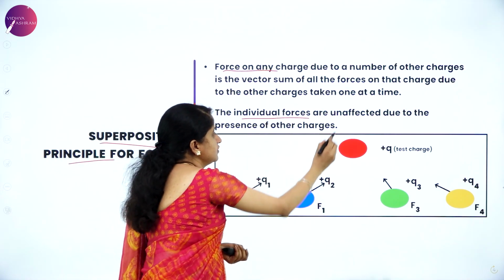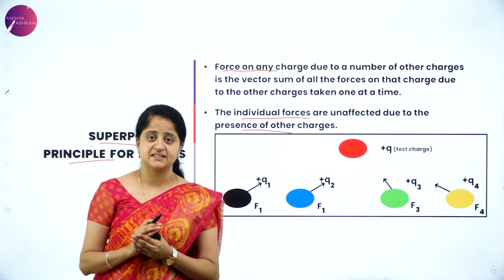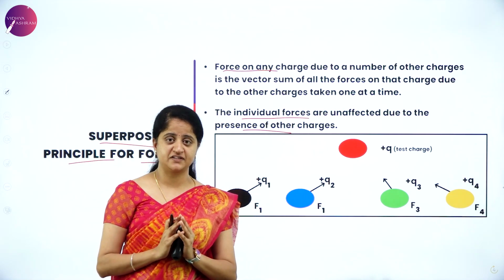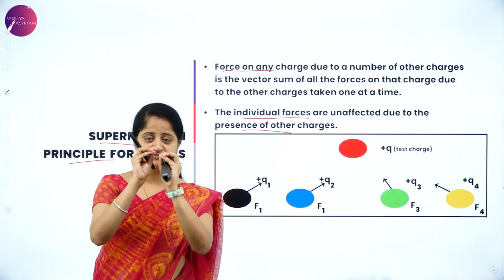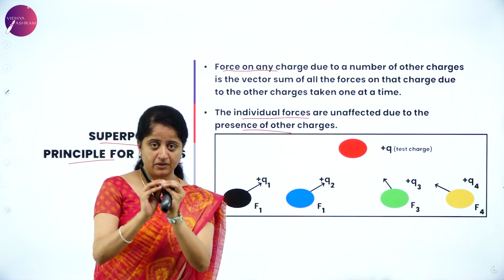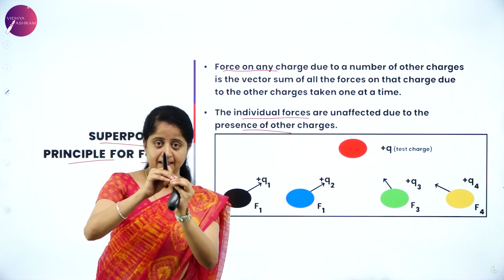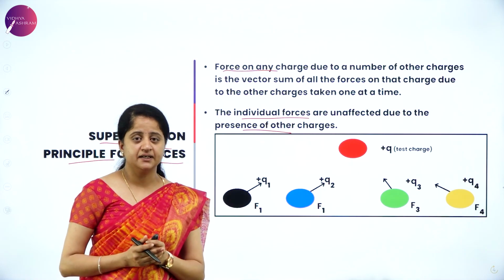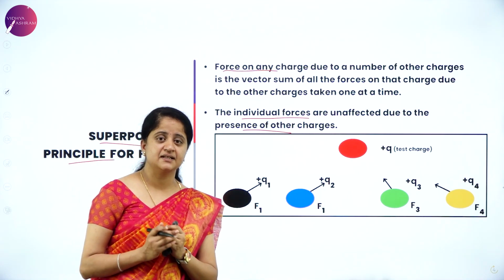The individual forces are unaffected by the presence of other charges. No force will be affected due to the presence of n number of charges. So basically, in a system of charges, if we are finding the total force at one point, it is the sum of the forces acting at that point due to the individual charges. Let us learn how to write the expression, or how to understand this in a better way.